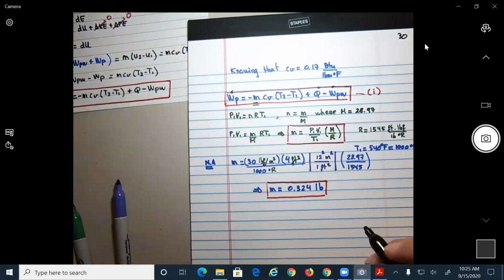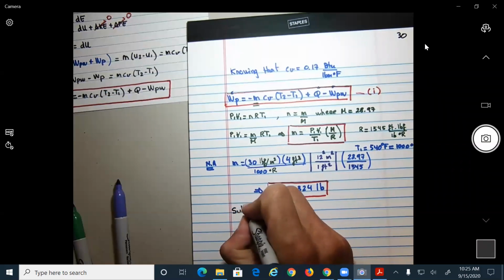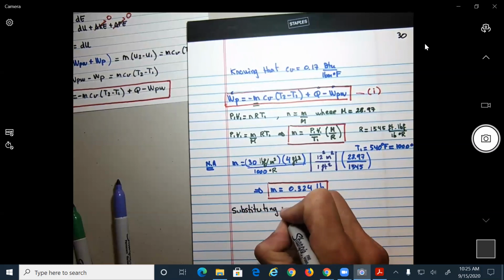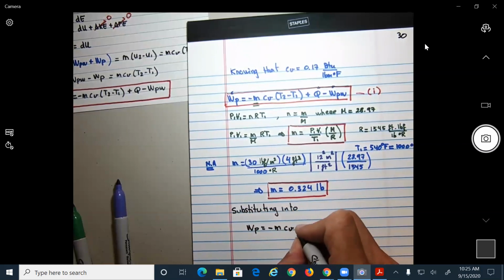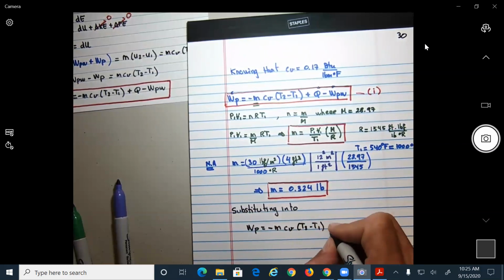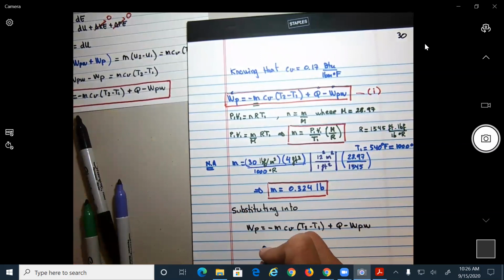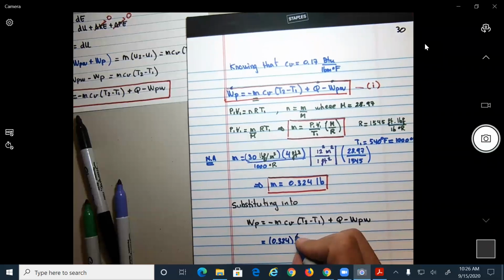Okay, so now we can just say substituting into work of the piston equal to minus mCv T2 minus T1 plus Q minus W by the wheel. What do we get? We're going to get this is equal to 0.324. Cv is 0.17 BTUs per lb mass Fahrenheit. So we need to be careful with this one. Remember here, this will be 0.324 lb mass, so this will cancel with this one, no? We only have BTUs per Fahrenheit.